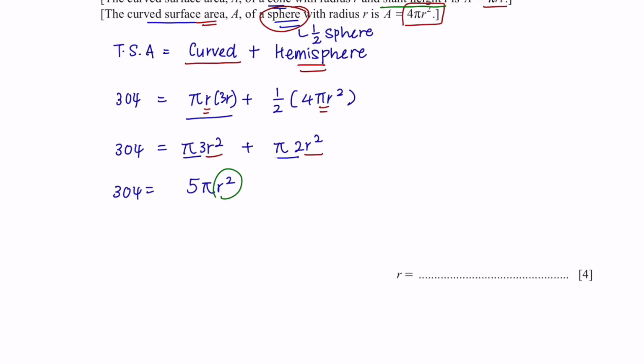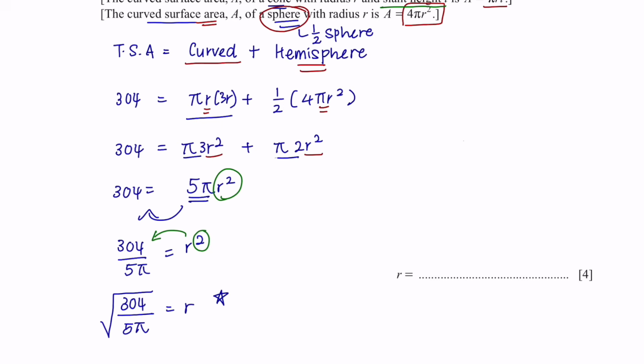Now I need to find what is the value of r. So I'm going to bring 5 pi to this side, leaving me with only r squared over here. And if I bring the square to this side, this is what I will get. So just put this value in your calculator. You will get the value of r equals 4.4 centimeters.